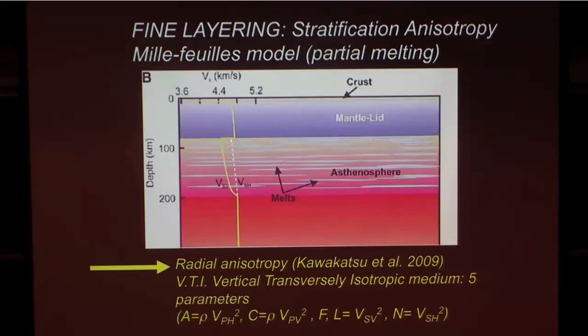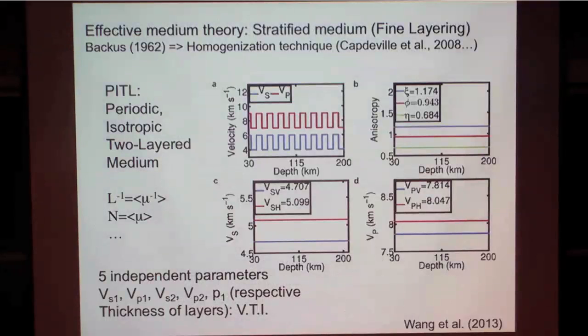You will need 5 parameters to explain this kind of apparent anisotropy. So during the last year, we tried to estimate this kind of effect of layering, and we went back to the old paper of Backus in '62, which was improved recently by the homogenization technique.